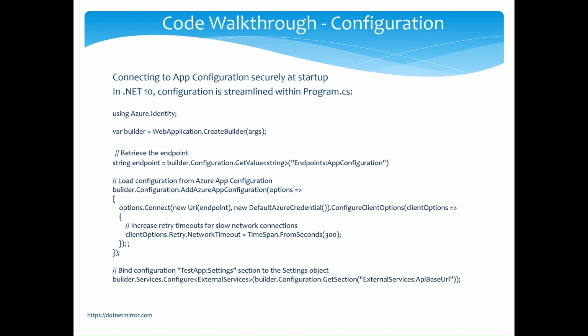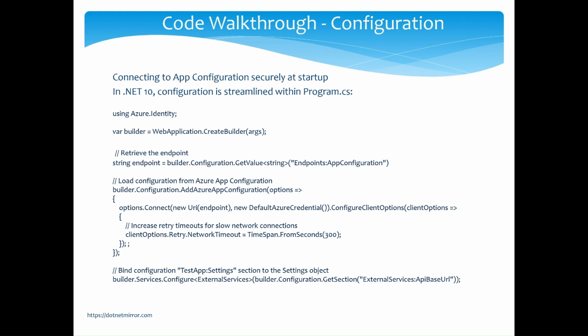Let's look at the .NET 10 Program.cs integration. Notice how clean this is. First, we grab our Azure endpoint URI from our local appsettings.json. Yes, we still have a local settings file, but it only contains the URL pointing to Azure, no secrets, no business logic configurations. Next, we call AddAzureAppConfiguration. We pass it our endpoint and initialize a new DefaultAzureCredential.